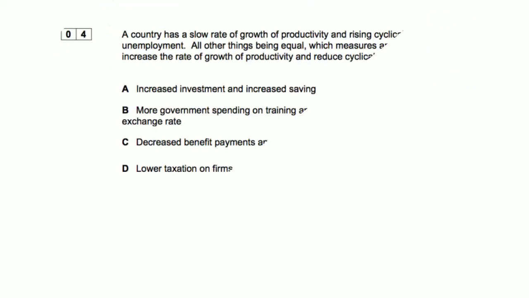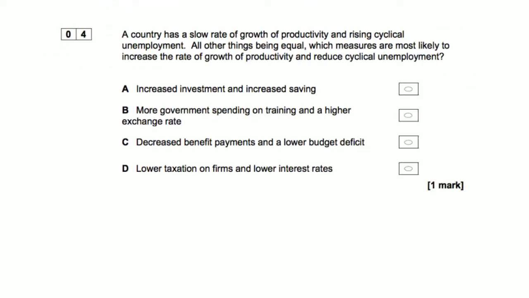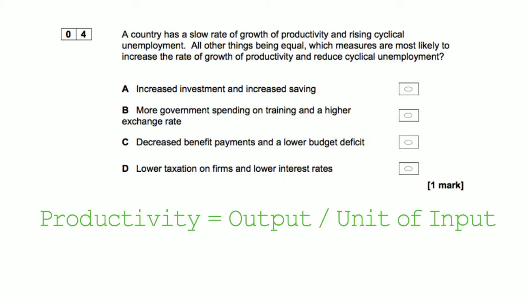Question 4 says, a country has a slow rate of growth and productivity and rise in cyclical unemployment. All other things being equal, which measures are most likely to increase the rate of growth of productivity and reduce cyclical unemployment? Productivity measures the amount of output per unit of input, and if there was to be a rise in productivity, it would mean that we were producing a greater amount of output per unit of input.